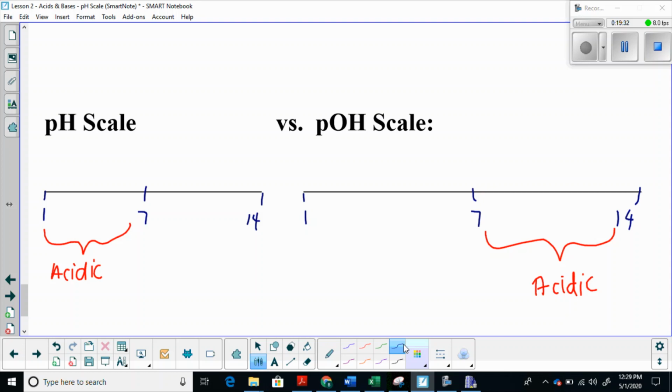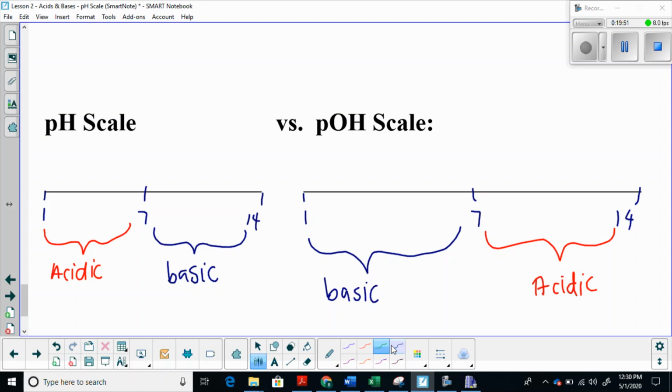All right. Basic region between 7 and 14 is basic on the pH scale. If you are basic on the POH scale, it's between 1 and 7. So it's basically flipped. To be neutral, you have to be exactly 7 on the pH scale and exactly 7 on the POH scale. Neutral. So now, what is the relationship between those two scales?